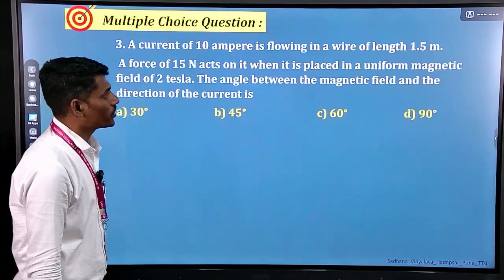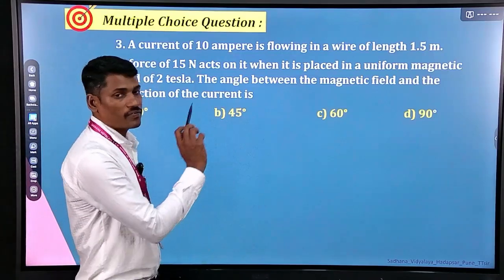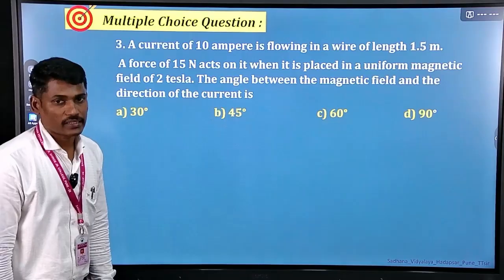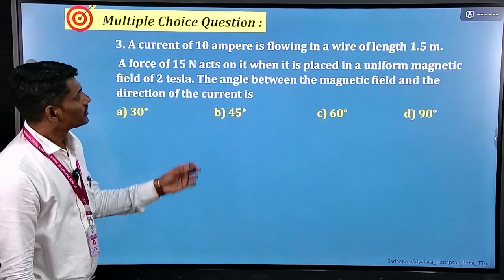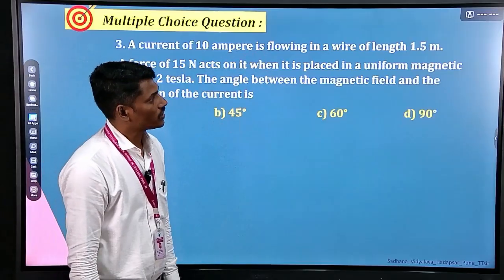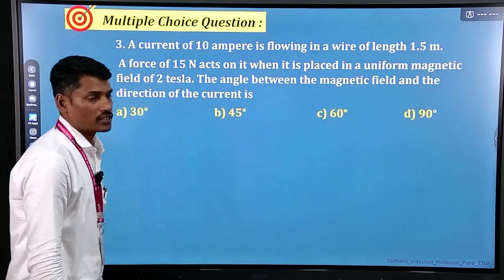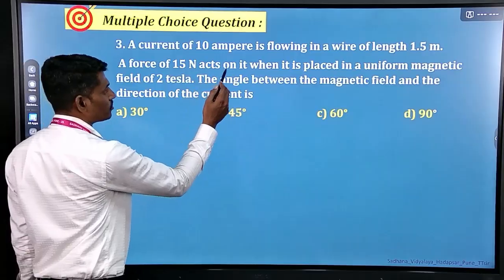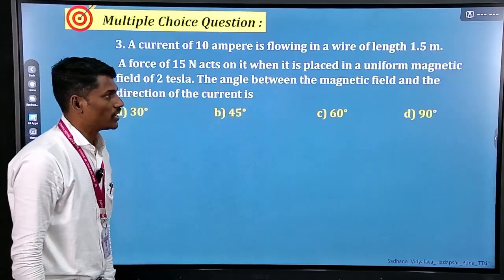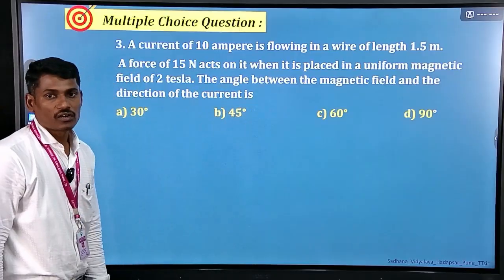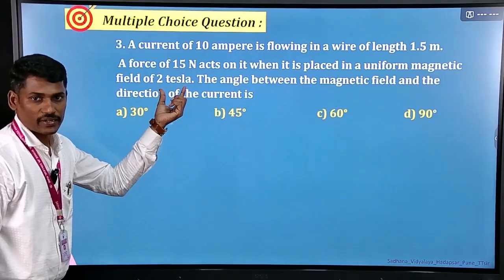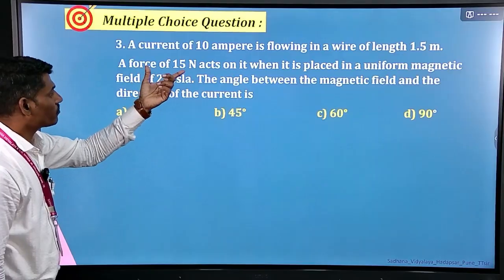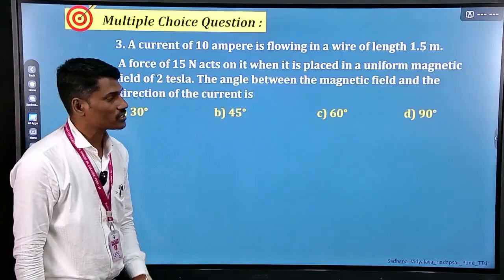Ampere is flowing in a wire of length 1.5 meter. आता बघा काय दिलेलं आहे, एक कंडक्टर दिला आहे, वायर दिलेली आहे, त्याच्यातून 10 एम्पियर करंट पास होते आणि त्याची लेंथ दिली आहे 1.5 मीटर. Now the force of 15 Newton acts on it when it is placed in a uniform magnetic field of 2 Tesla. ठीक आहे, मग 2 टेस्ला एवढं मॅग्नेटिक फील्ड असताना त्या वायरवरती 15 न्यूटन एवढा फोर्स ॲक्ट होते.